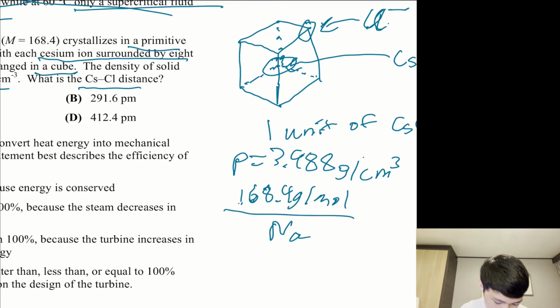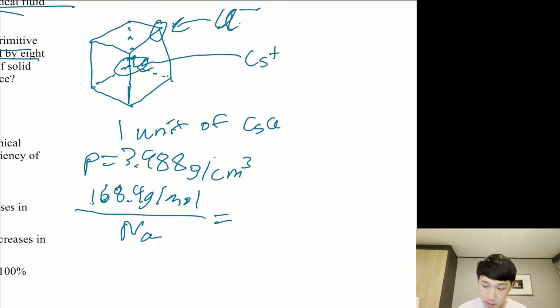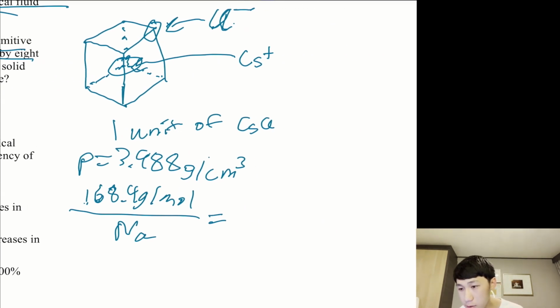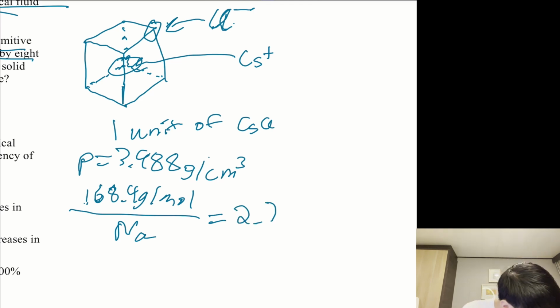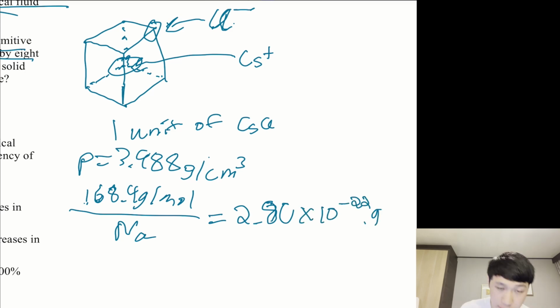So that's N_A. Let me plug it into my calculator. 168.4 divided by 6.022 times 10 to the 23rd. And that's going to give us 2.80 times 10 to the minus 22 grams per unit cell.